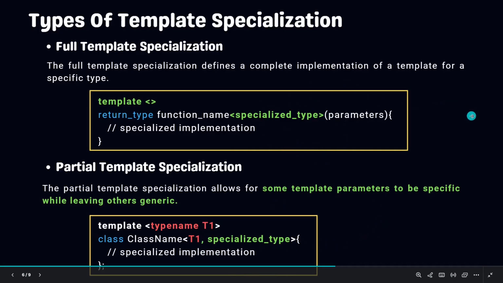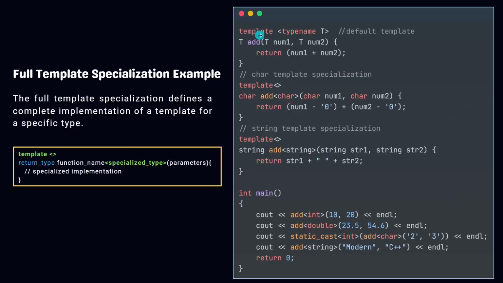Let's see the example for the full template specialization. We have the same addition example. Here we are specializing for the full parameters, character and character, string and string. This is the same example that we showed earlier. One more time we will read this definition. Full template specialization example: the full template specialization defines a complete implementation of a template for a specific data type. Here we are defining the complete implementation. I hope you get it.